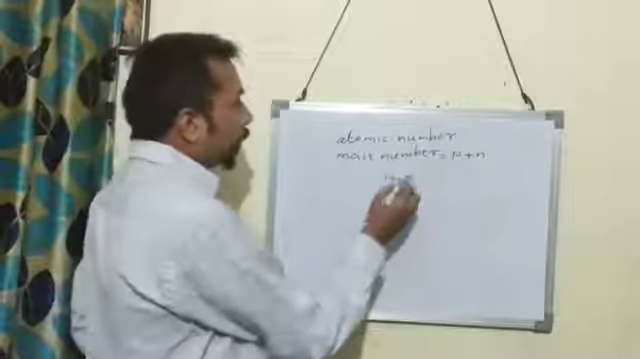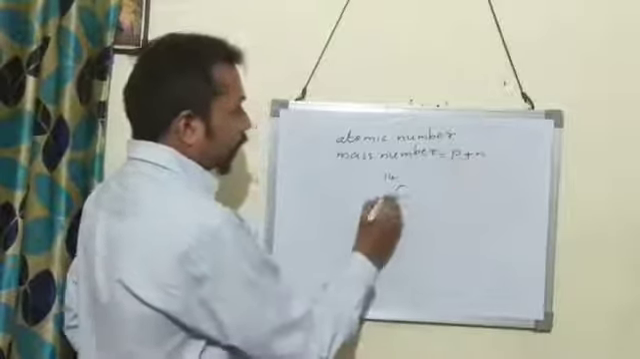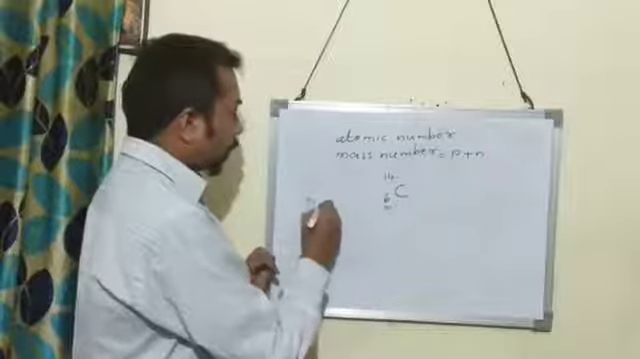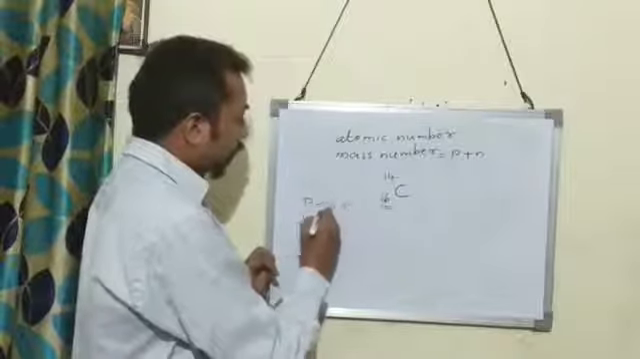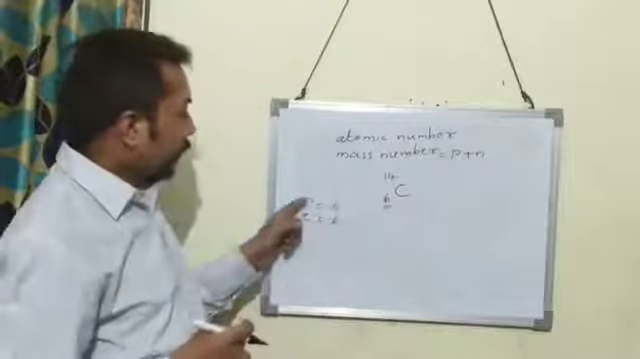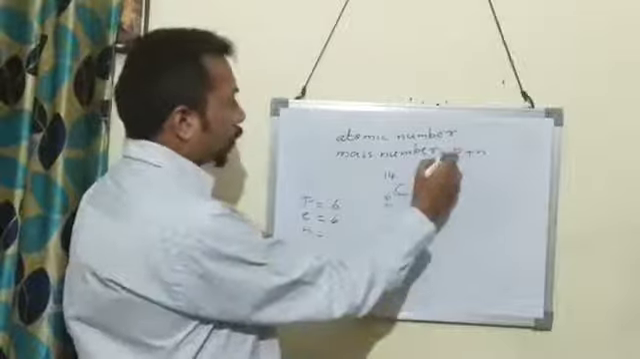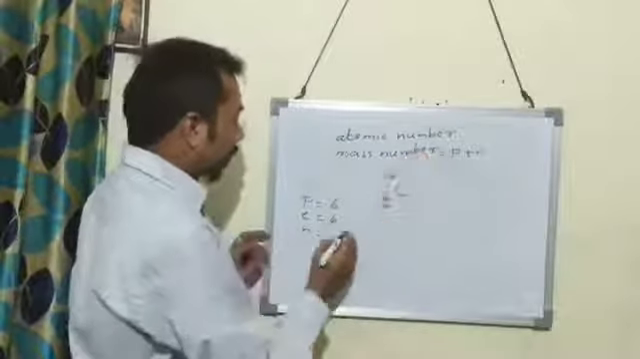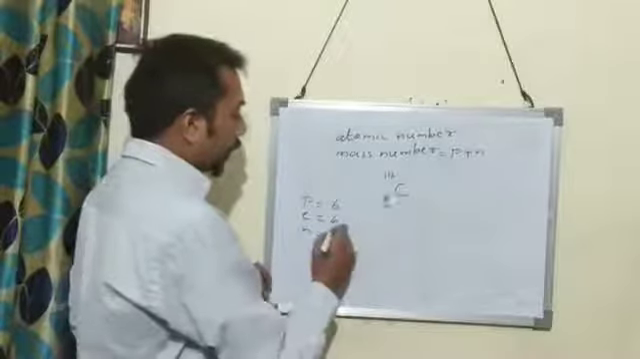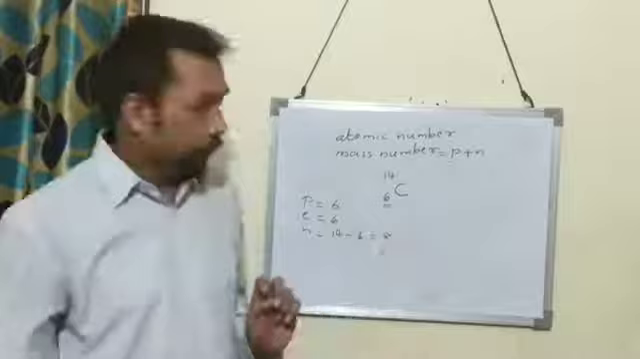So atomic number is the same as protons number or electrons number. Protons number is equal to 6. Electrons number is also equal to 6. Atomic number is the same as number of protons and number of electrons. The neutrons number plus protons number is mass number. From mass number, when we subtract atomic number, we get the number of neutrons. Here neutrons number is 8.